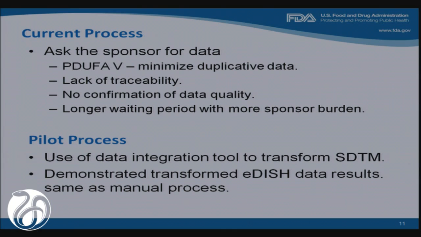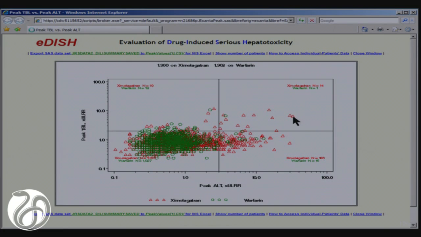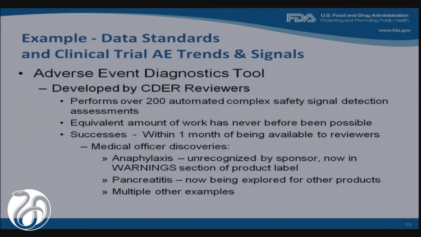And what was being done, or is currently being done, is the reviewers have to piece together all of these data to do this. And the pilot process using the CDI showed that they could map once and use many times. And one of the plots, this is the product Xarelto versus warfarin, just shows that you could see the outliers there, the elevated values, and you could click on those and drill down to the patient level. I don't have much time, so I'm going to go quickly through this one.